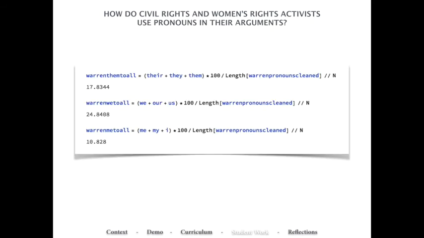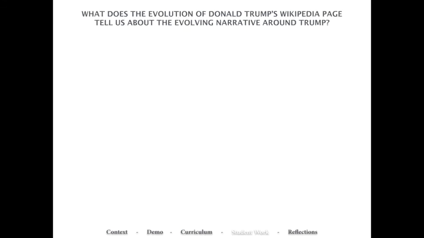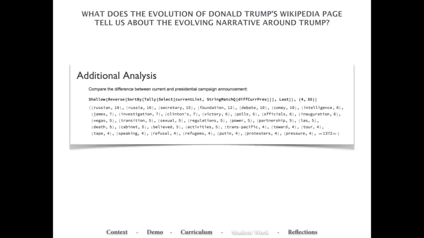So here's Elizabeth Warren, and you can see that she has a greater we, our, us than me, my, I, and they, their, them ratio in her speeches. Another student looked at the evolution of Donald Trump's Wikipedia page from before he announced his campaign to 100 days into his campaign. And he could ask which words were added during that time, and what conclusions can you draw from that about how perception about him changed in Wikipedia.